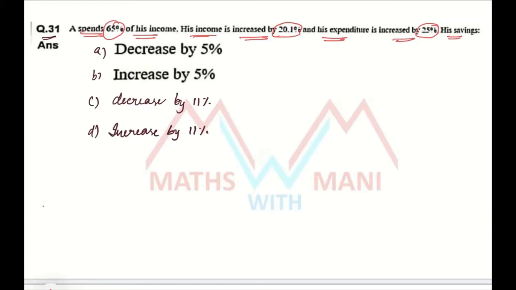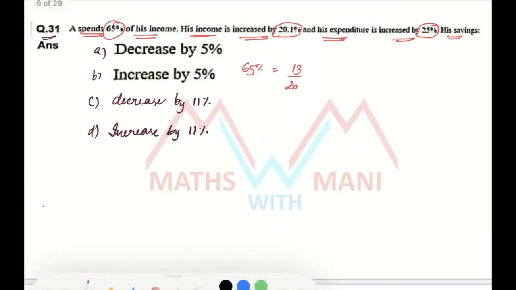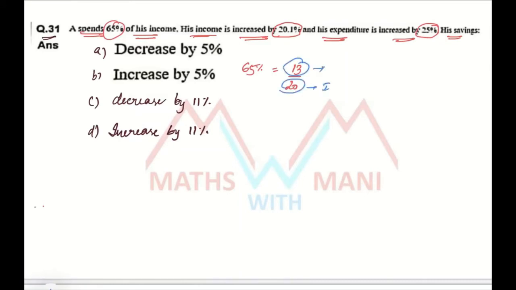Okay, if you want to watch the video which I explained earlier, I think it was question number 50 to 60 like that, in the September 11th shift. So I'll explain this problem using the second method. What is that? 65%. What is the fraction form of 65%? It is equal to 13 by 20. Yes, that means if 20 parts is income, what about these 13 parts? It is spending, that is expenditure.